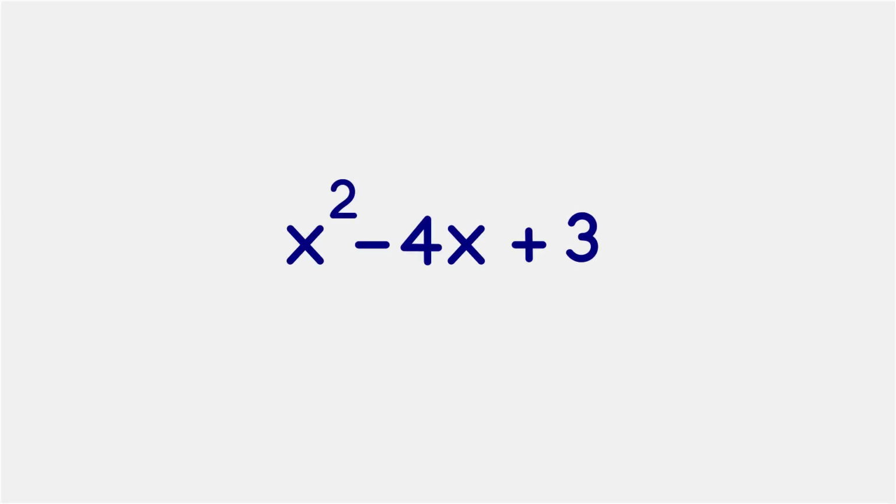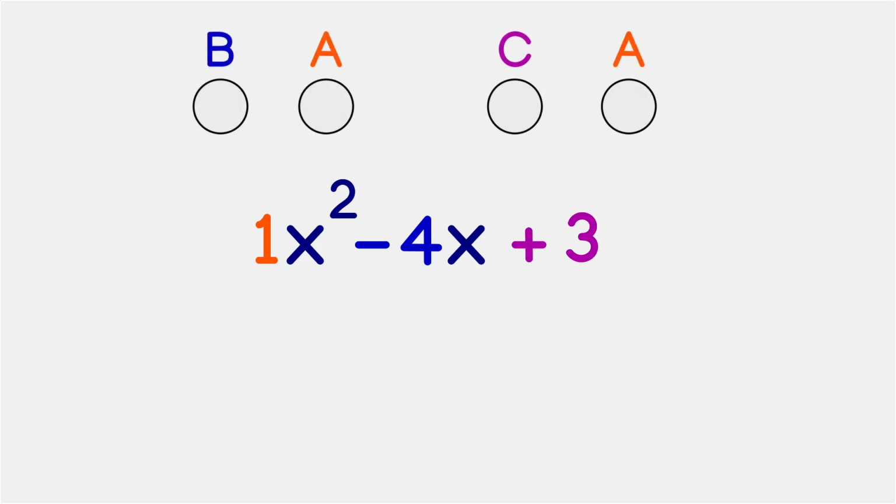Consider the quadratic. This quadratic is in the standard form ax squared plus bx plus c, where a equals 1, b equals -4, and c equals 3. Let's plug these values into the slots and follow the flowchart.